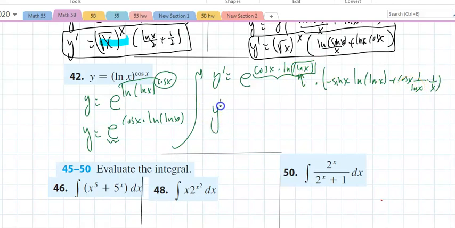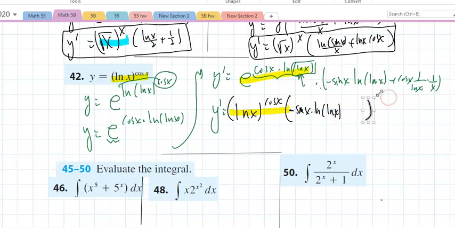And I would say y prime equals, hey, this was the original. The original was actually natural log of x to the cosine of x, and whatever that is, negative sine of x times natural log of natural log of x plus the cosine of x over x natural log of x.